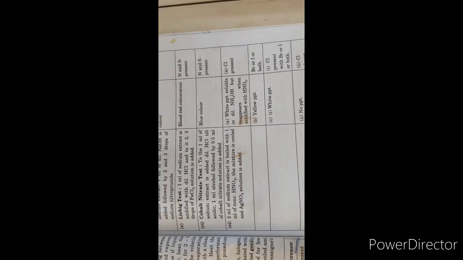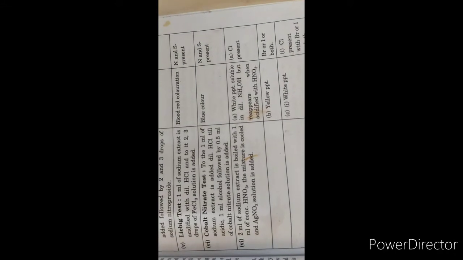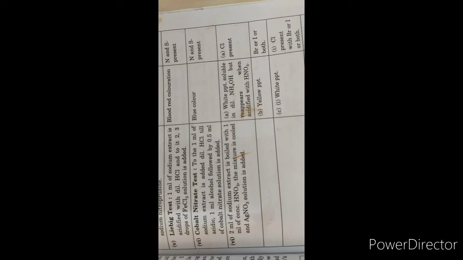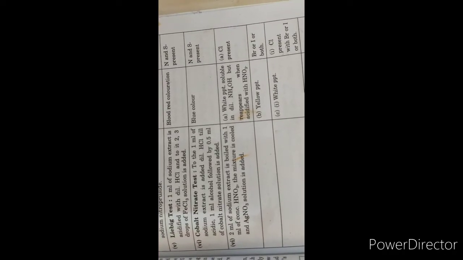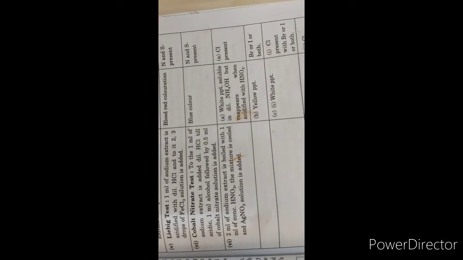Liebig test, as you know, will be positive only when nitrogen and sulfur both are present, and here in today's compound the tests for nitrogen and sulfur are absent, so obviously this Liebig test is going to be negative. That means no blood red coloration we are going to obtain, and nitrogen and sulfur are absent.